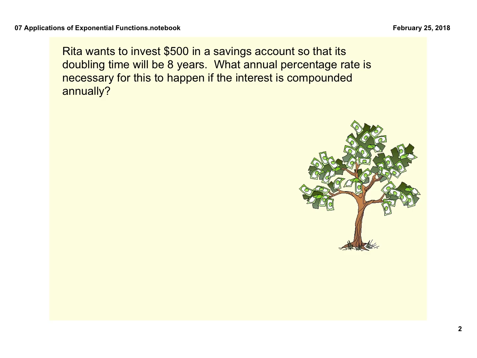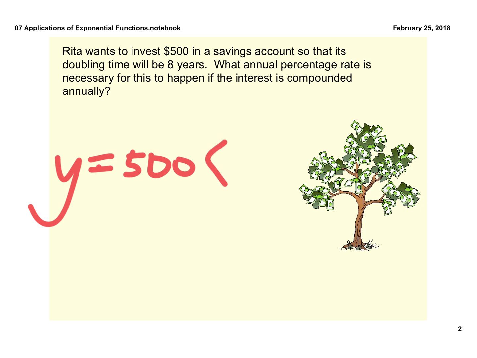All right. So Rita wants to invest 500. Ooh, this sounds like a starting value to me. Y equals 500. Do you remember these? Its doubling time will be 8 years. What the heck does that mean? Doubling time. It's going to double. Would you agree that that's like timesing by 2? 8 years. Do I put an 8 here?